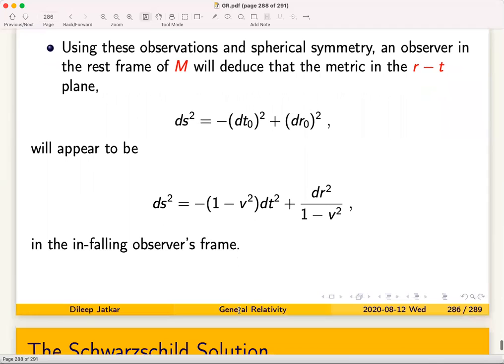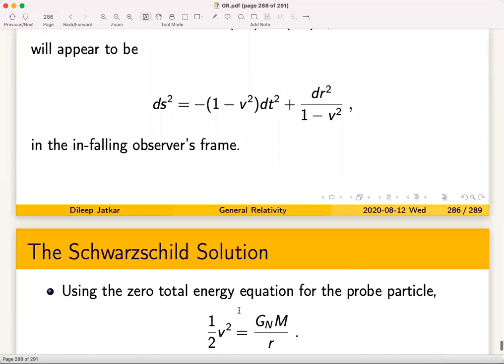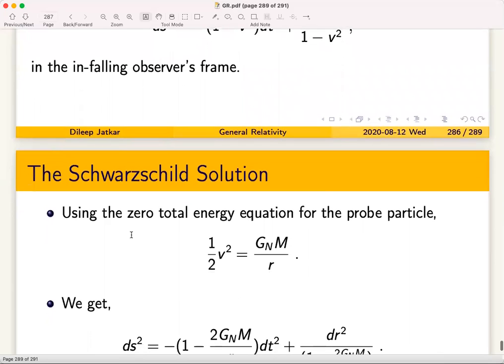Now let's go back to the non-relativistic probe particle problem. You get half v squared equal to G N times M. So therefore v squared would be equal to 2 G N upon M.